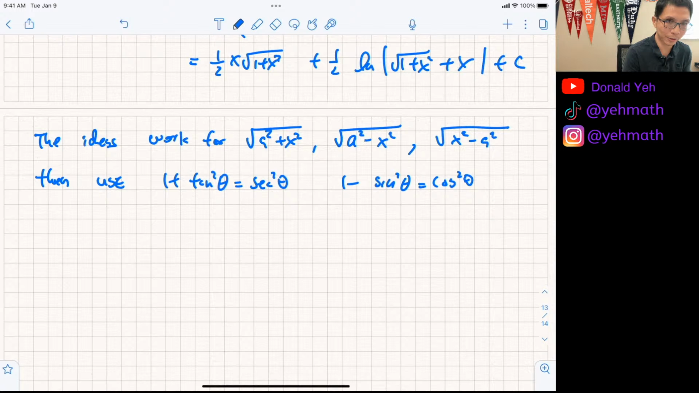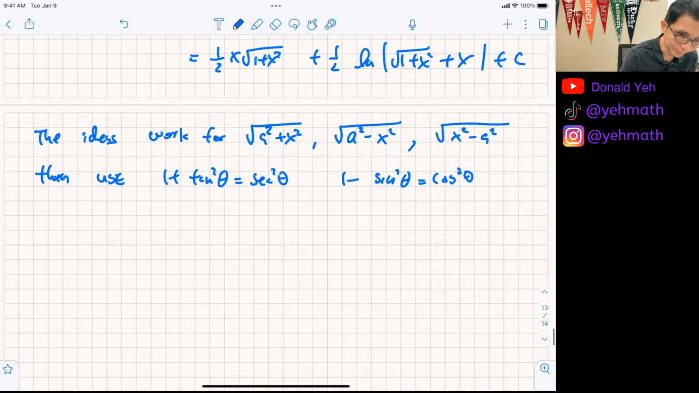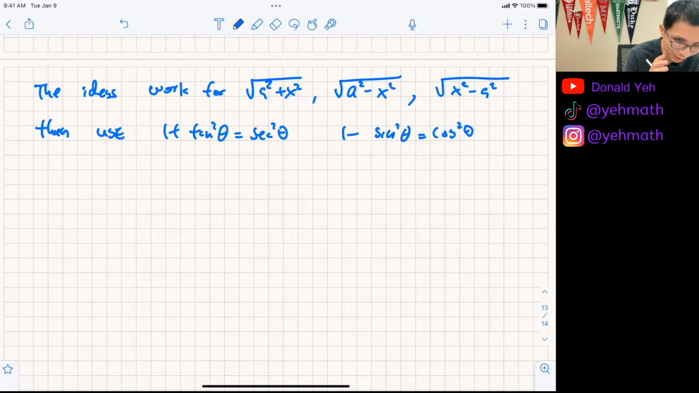Or there's one other situation, I don't remember, but you can derive it. We can go back and write it. So let's talk about the first situation. We already did the first situation. No, we didn't do the first situation, sorry. So the square root of a squared minus x squared.